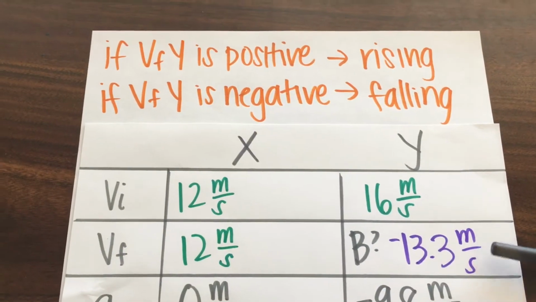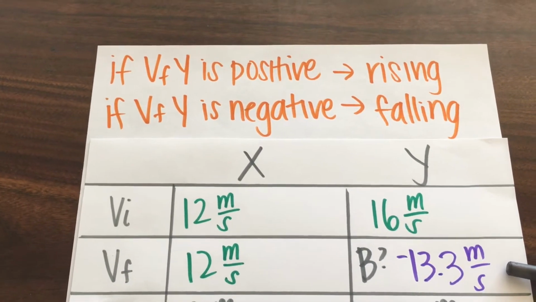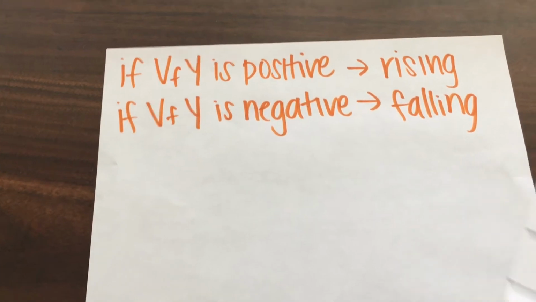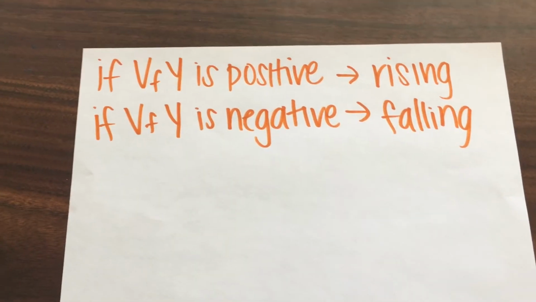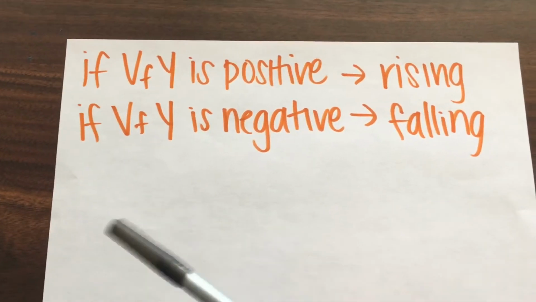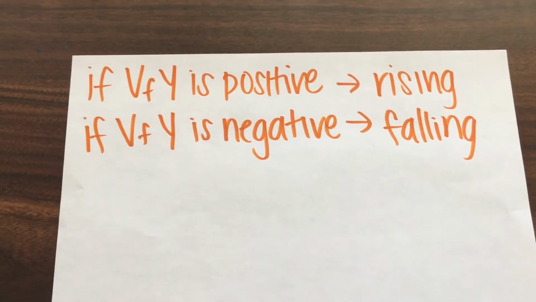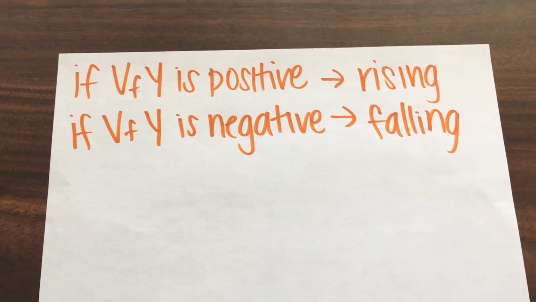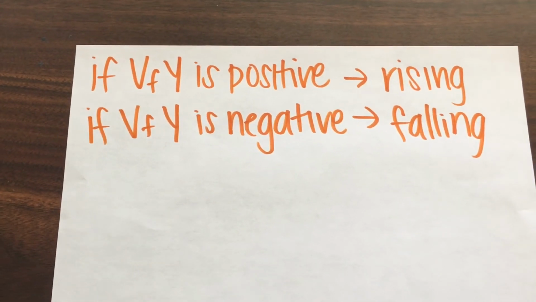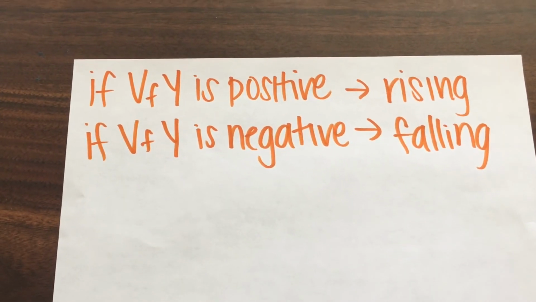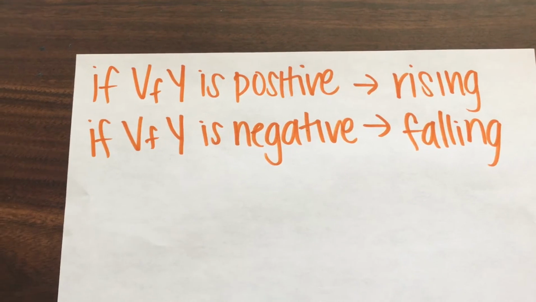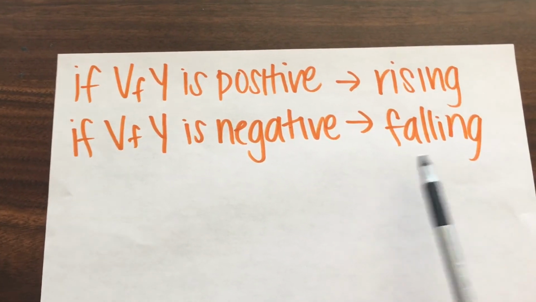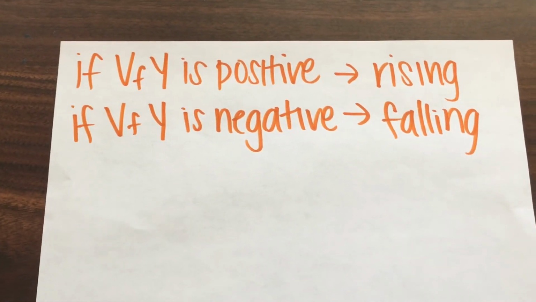Knowing that the final velocity in the y direction is negative is going to help us determine whether our football was rising or falling. Like earlier, we concluded that if final velocity y is positive, then it's rising, and if final velocity in the y is negative, then the football's falling because of how we defined our positive y and negative y. And so we can conclude that our ball is falling because final velocity in y is negative.